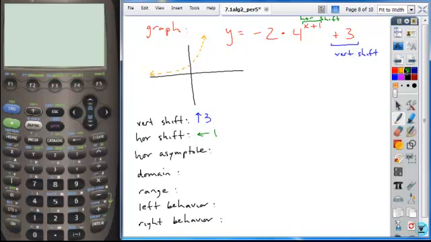Okay, so this graph gets moved up 3, so 1, 2, 3, and then over to the left 1. So every point on here gets moved left 1, up 3. Okay, so where does our horizontal asymptote wind up being? It's the equation y is equal to whatever our vertical shift is, 3. So 1, 2, 3. So here is our horizontal asymptote.